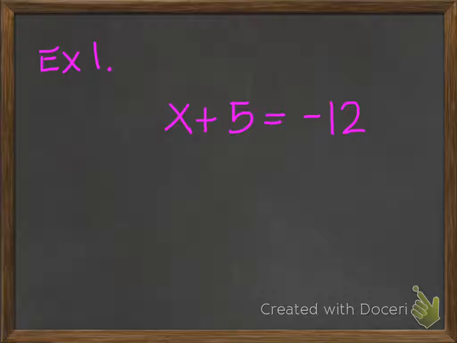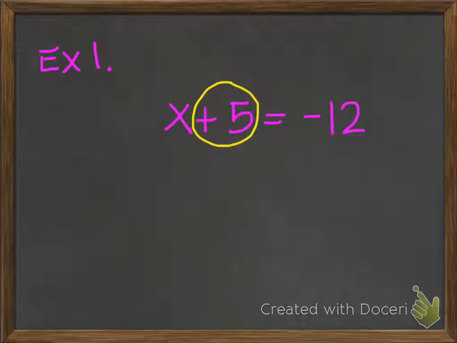I am trying to isolate it by getting rid of the positive 5 that is next to it. Okay, I see that I'm adding 5 to the x value. So what I would want to do to solve for x or get it by itself is to actually do the opposite operation. So I see I have addition there. The opposite operation would be subtracting 5.